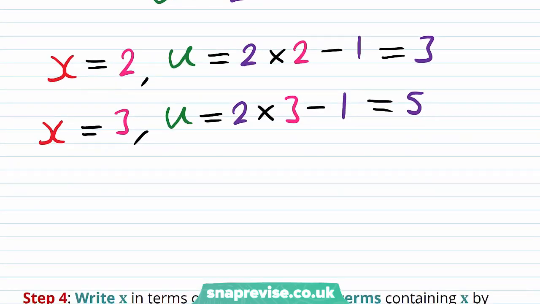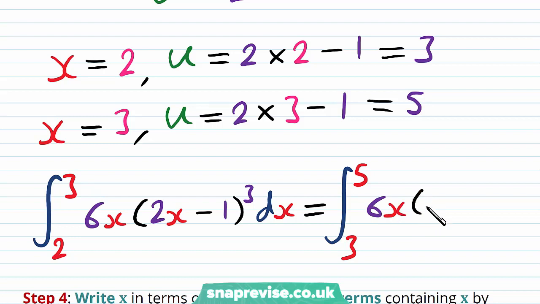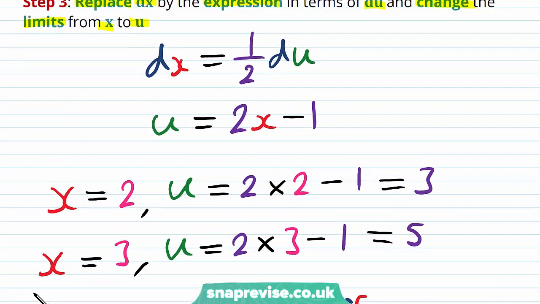And so therefore, our integral, which is the integral between 2 and 3 of 6x multiplied by 2x minus 1 all cubed dx, is now equal to the following. We have the integral between our new limits, which are in the correct order, 3, because 2 corresponds to 3, and 5, because 3 corresponds to 5. And then we have our 6x multiplied by 2x minus 1 all cubed. The only change we're going to make here is transforming dx into du, and so we get a 1/2 du.